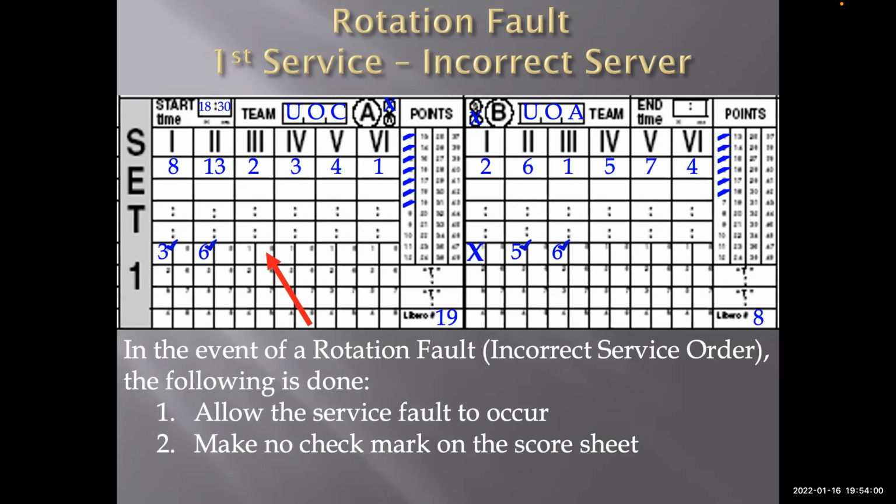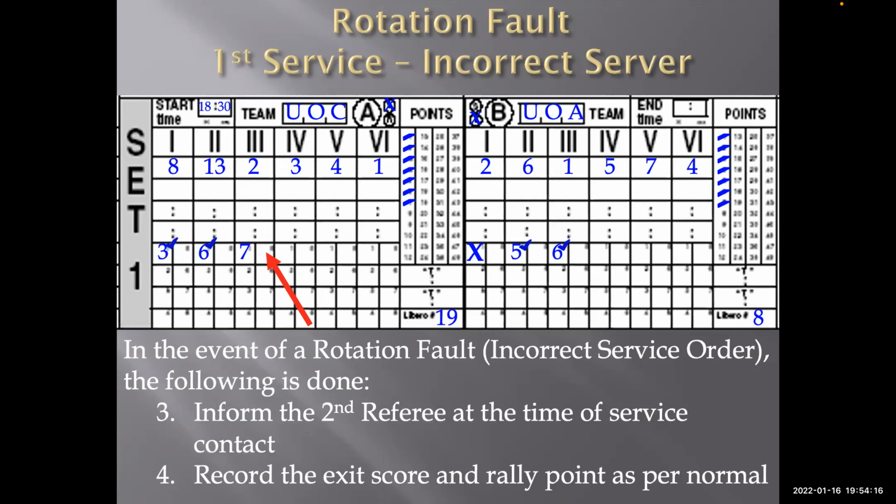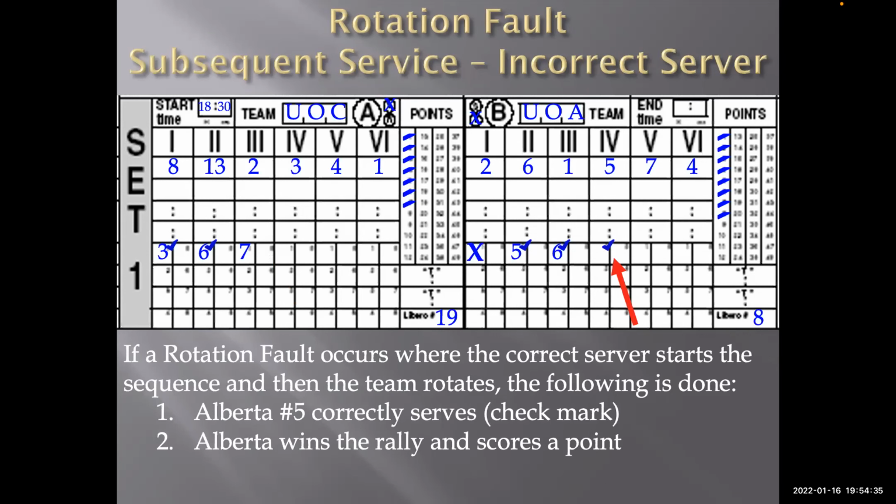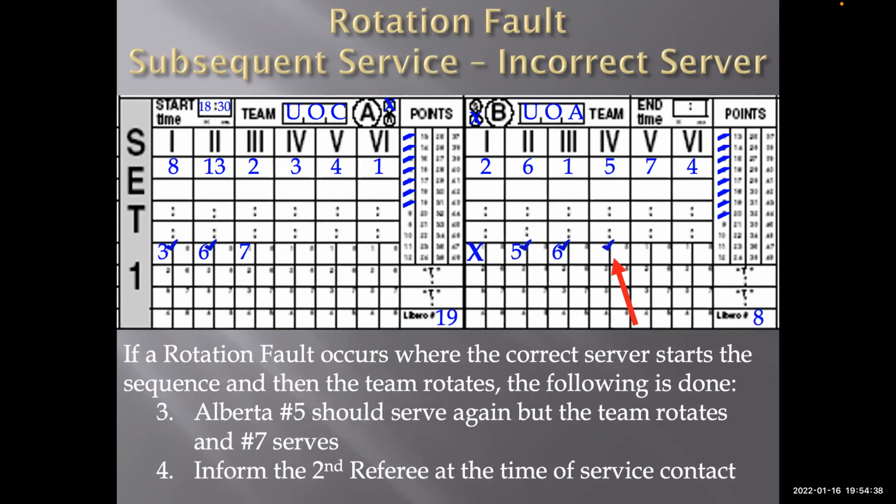Okay, so in the event of a rotation fault, that is the wrong server went back, the following is done. You'll notice that there's no check mark in the box, and then you will mark the score after. In this case, maybe 13 went and served again, or they rotated twice and 3 went and served, but 2 didn't. So you'll see there's no check mark and that the box has a score of 7 in it, indicating that they lost that serve because of it. And we go on, put the check mark on the other side because they're back and they did serve the ball right.